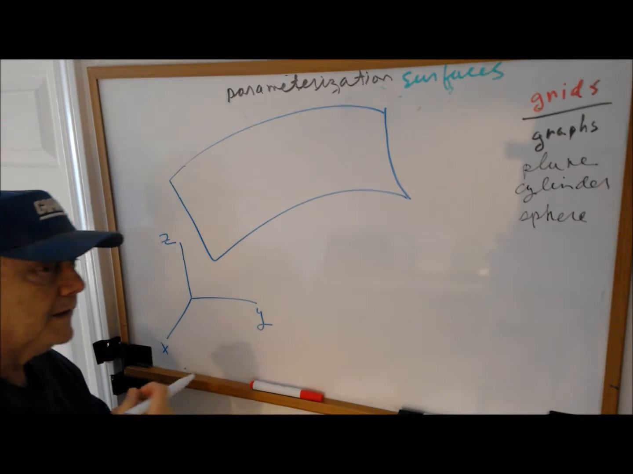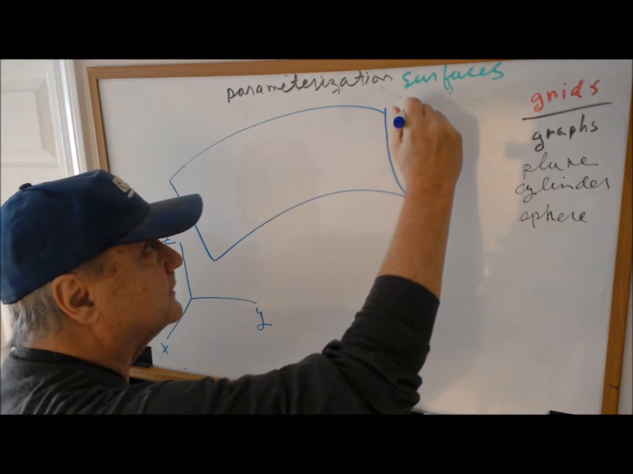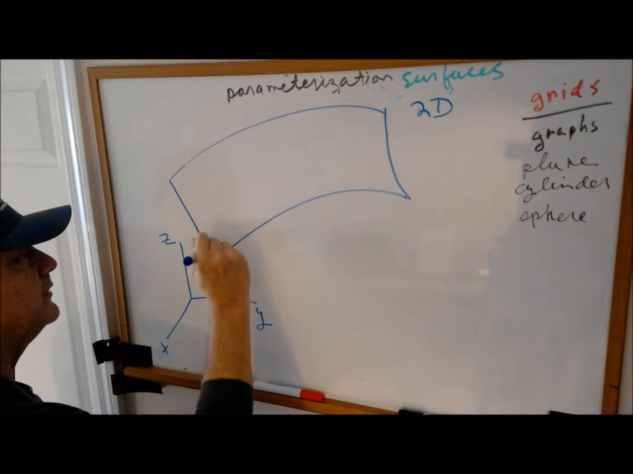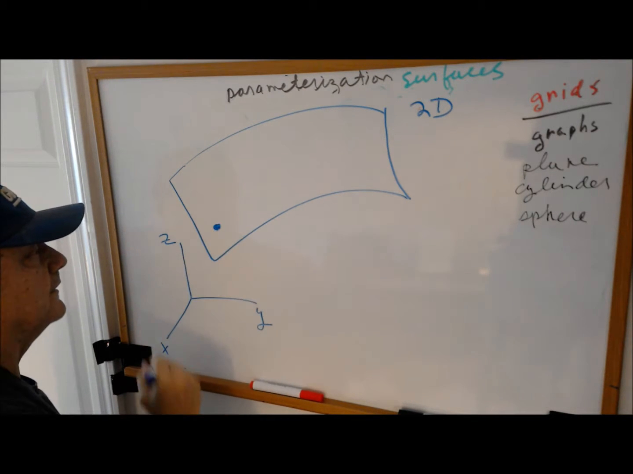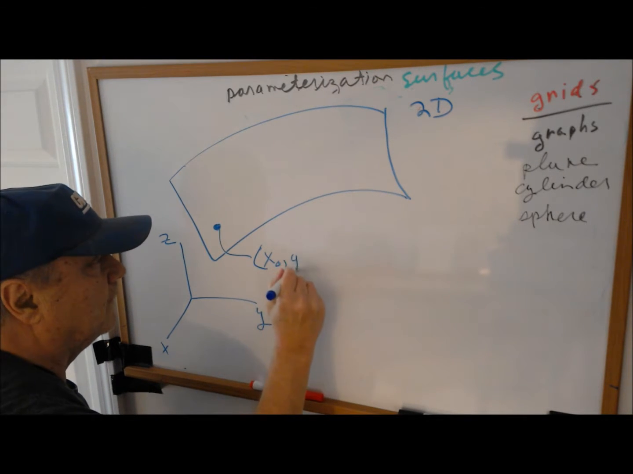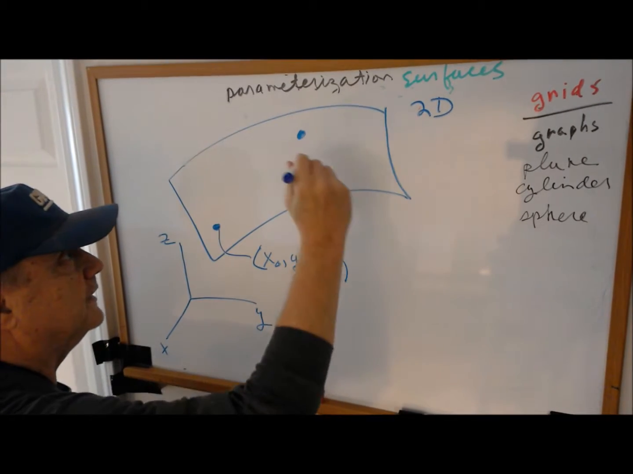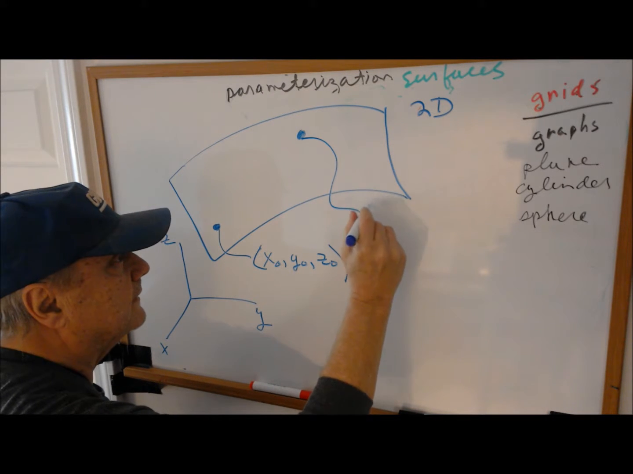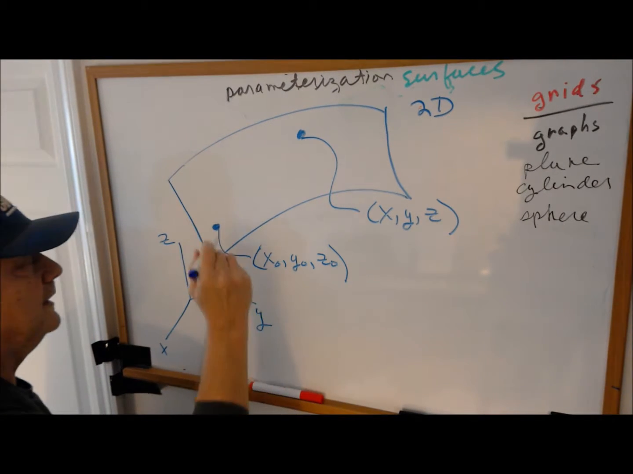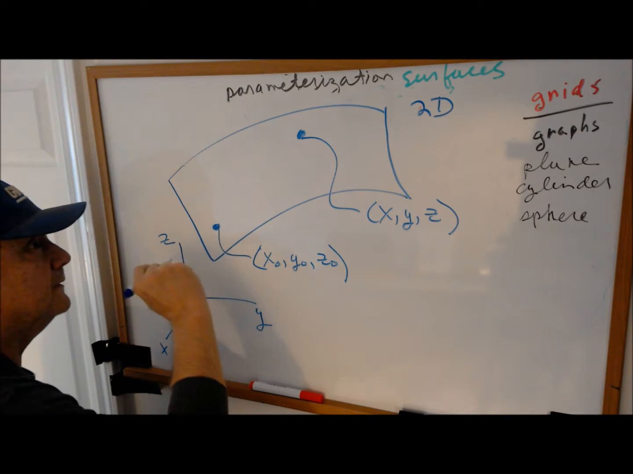Okay, and unlike lines or curves which are one-dimensional, surfaces are necessarily two-dimensional. And we can see that if we just pick an arbitrary point, let's say here, a particular point, we'll call that x naught, y naught, z naught, and an arbitrary point, which could be anywhere, we'll call that x comma y comma z. To get from this point to this point, we have to go in at least two directions.